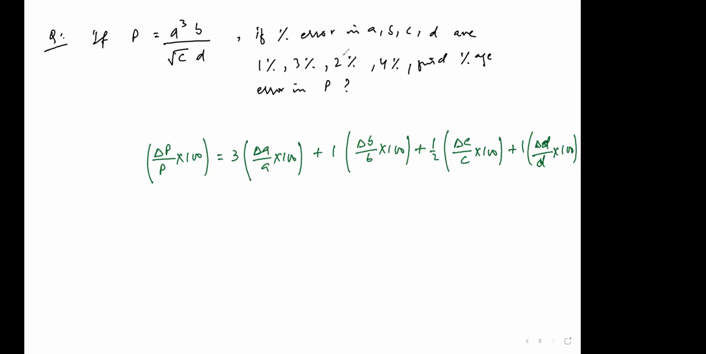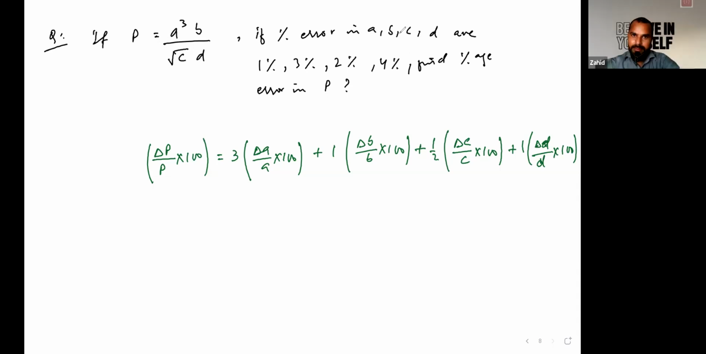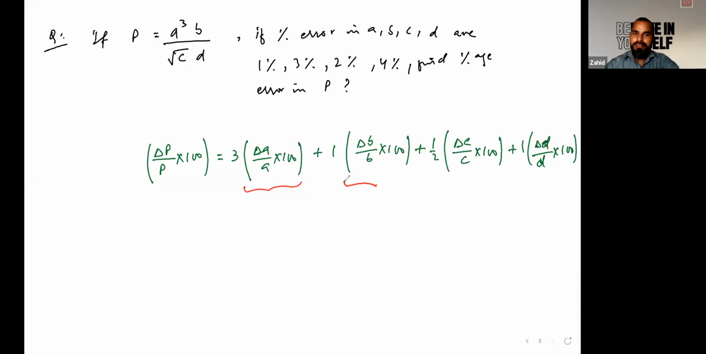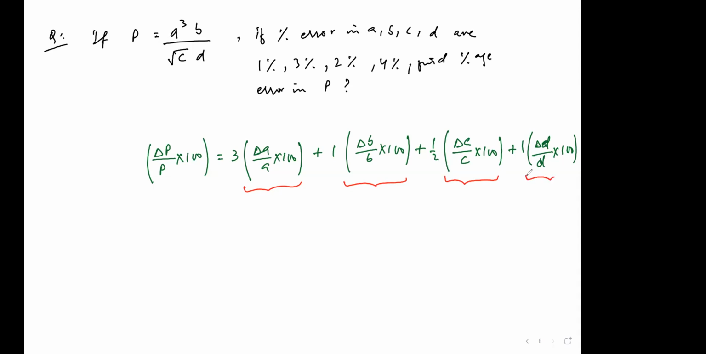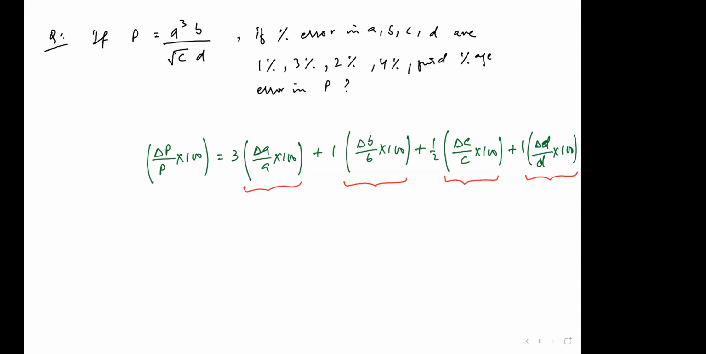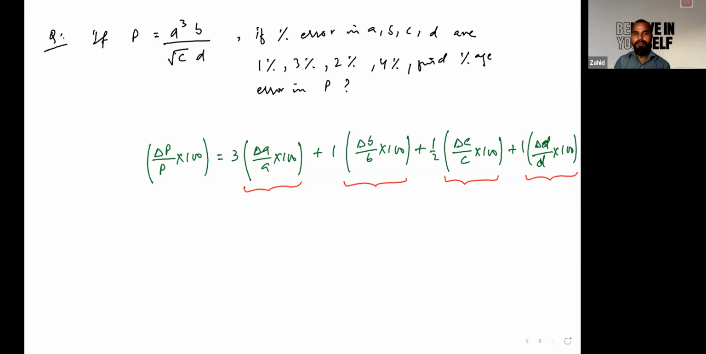Now, we have percentage errors in A, B, C, D as 1, 3, 2, and 4. So just put the value of this as 1%. This is percentage error in B as 3%. This is percentage error in C as 2%, and this is percentage error in D as 4%. Okay? Yes, sir. Just put all these values into the result.